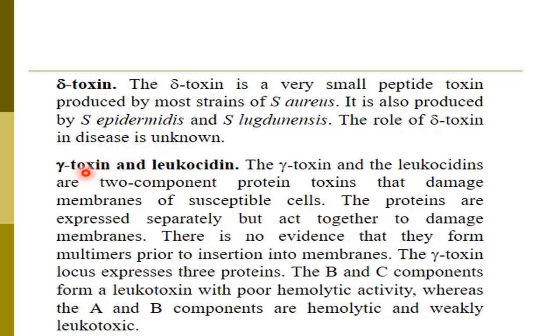Okay, gamma toxin and leukocidin. The fourth type of membrane damaging toxin, gamma toxin and leukocidin. The gamma toxin and the leukocidin are two-component protein toxins that damage membranes of susceptible cells. The proteins are expressed separately but act together to damage membranes. There is no evidence that they form multimers prior to insertion into the membrane. The gamma toxin locus expresses three proteins, B and C components, which form a leukotoxin with poor hemolytic activity, whereas the A and B components are hemolytic and weakly leukotoxic.